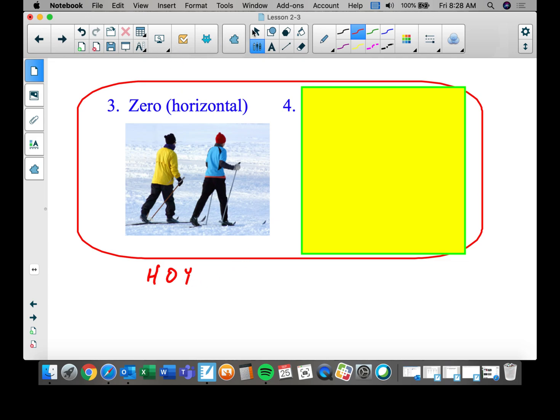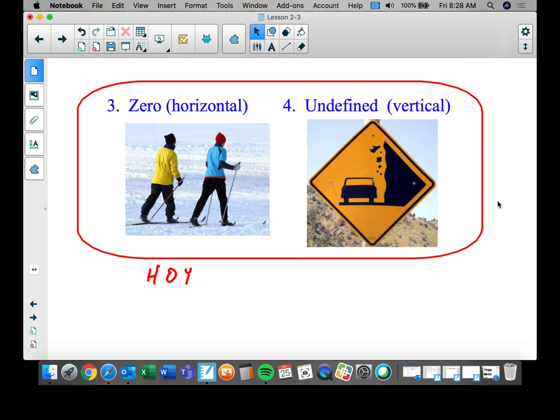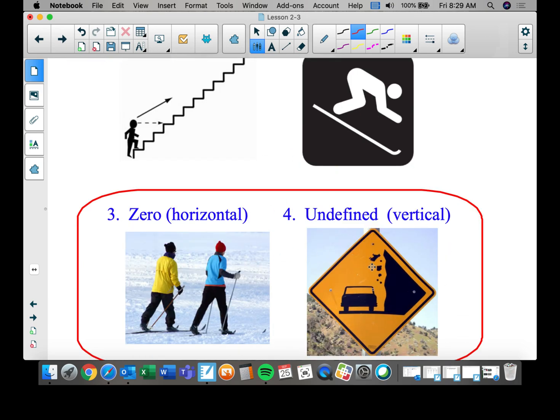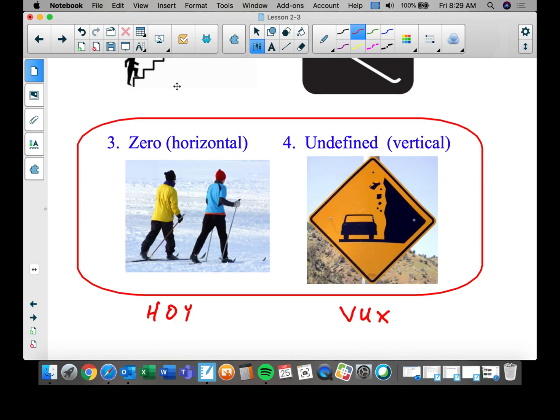Then the other part that we have is an undefined, a vertical slope. And that goes back to VUX, if you remember. The V stands for vertical lines, the U stands for undefined slope, and the X stands for that they have x equals equations. x equals 2 is an equation of a vertical line. x equals -5 is a vertical equation. So those are the different types of lines that you're going to be taking a look at: positive, negative, zero, and undefined.